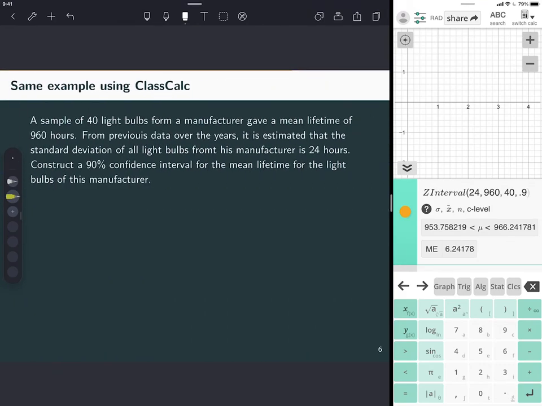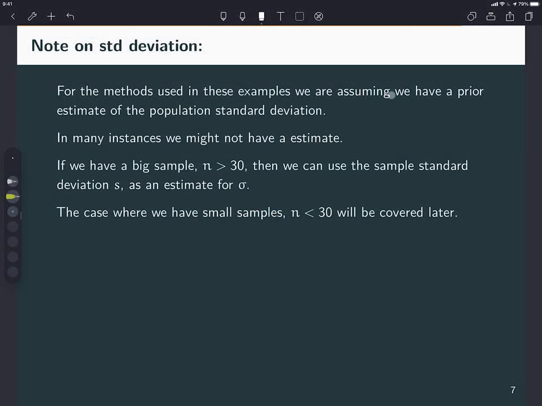So before I get to that, a little note on the standard deviation. The examples we're using right now, we're assuming we have a prior estimate of the population standard deviation. This might not be the case. We might not have an estimate of the population one. If we have a sample size over 30, it's not a big deal. We can use the sample standard deviation. We can always calculate it from there and use that one as an estimate for the standard deviation of the population. We're going to be working with cases later when we have small samples, so less than 30, and how to do that. We'll talk about that in a later class.